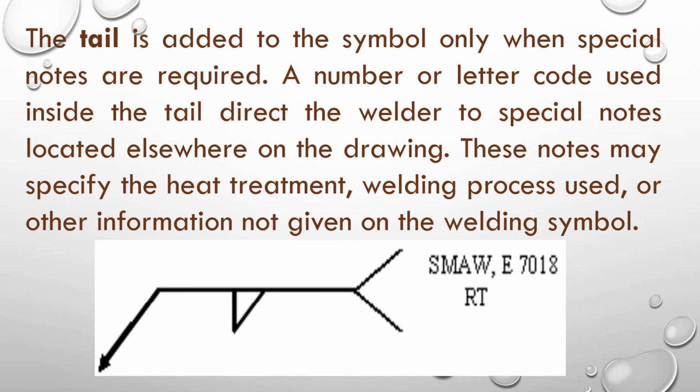The tail is added to the symbol only when special notes are required. A number or letter code used inside the tail directs the welder to special notes located elsewhere on the drawing. These notes may specify the heat treatment, welding process used, or other information not given on the welding symbol.